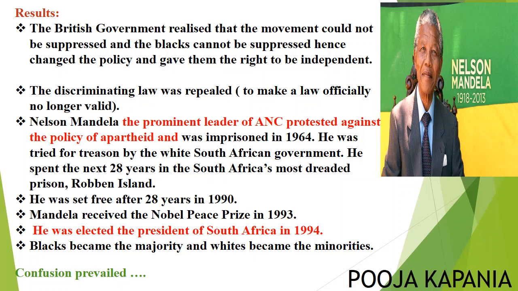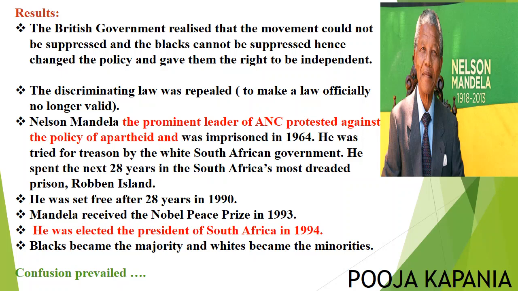Nelson Mandela, the prominent leader of the African National Congress, protested against the policy of apartheid and was imprisoned in 1964. He was tried for treason by the white South African government. He spent the next 28 years in South Africa's most dreaded prison, Robben Island. He was set free in 1990. Mandela received the Nobel Peace Prize in 1993. He was elected the President of South Africa in 1994.